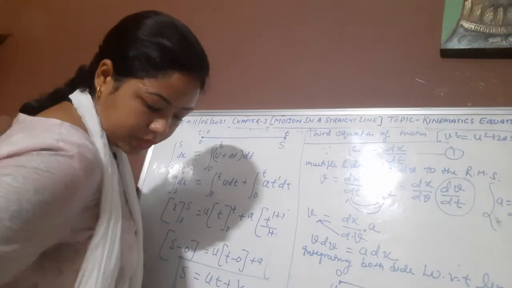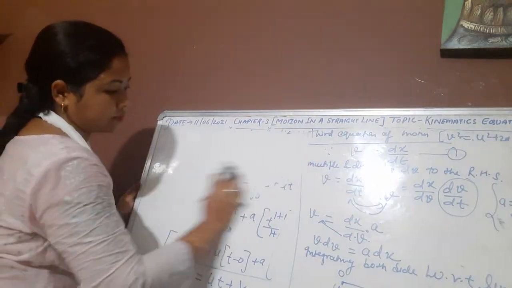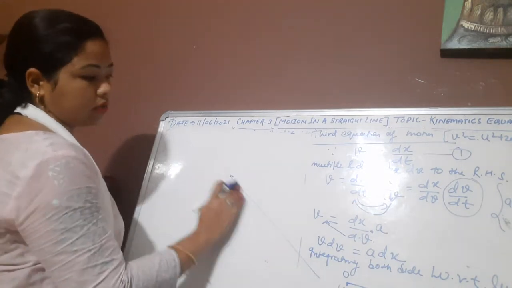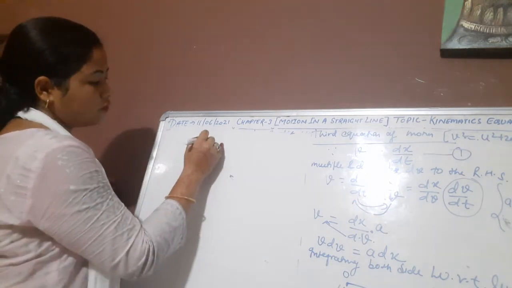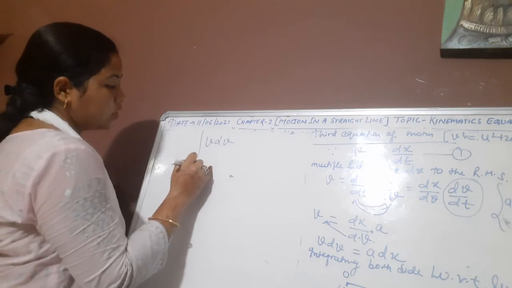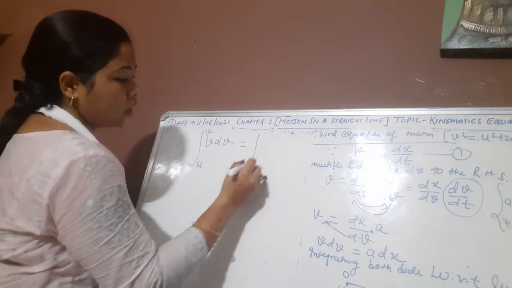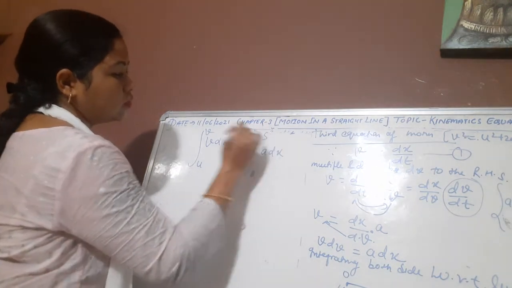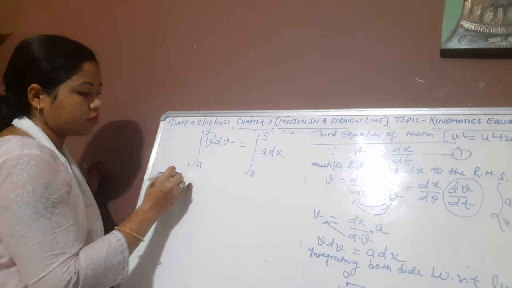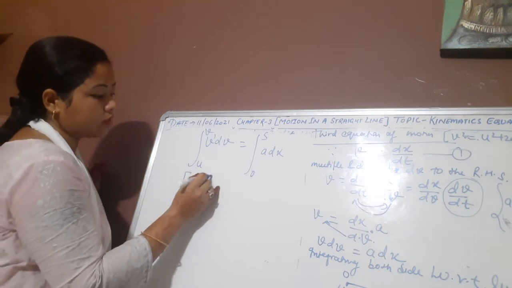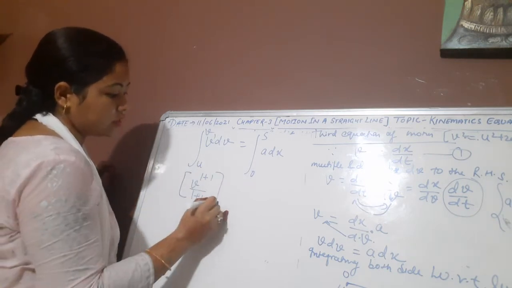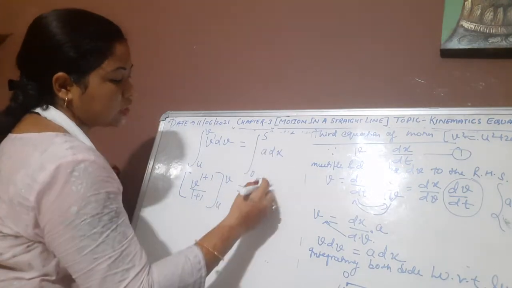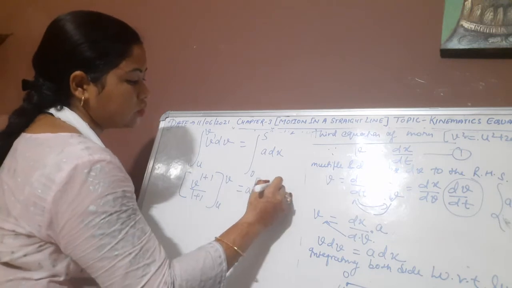Now we'll take the limits. Now, on the left side, integration of v dv, with limits u to v, equals integration of a dx, with limits 0 to s. Now we are having v to the power 1, so we will apply the rule: power plus 1 divided by power plus 1, limit u to v, equals a will be constant for the term, and integration of dx will be x within the limit 0 to s.